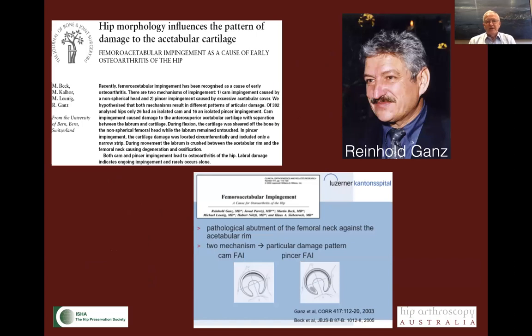All of this was drawn together into a much more coherent form by Reinhold Ganz and his co-workers in Bern in Switzerland in the 1990s and early 2000s, and published in the early 2000s in landmark papers, two of which are shown here, particularly describing how these different forms of impingement were associated with the development of osteoarthritis in later life.